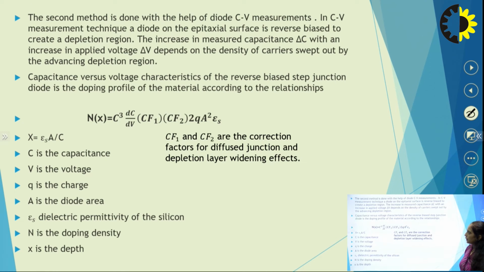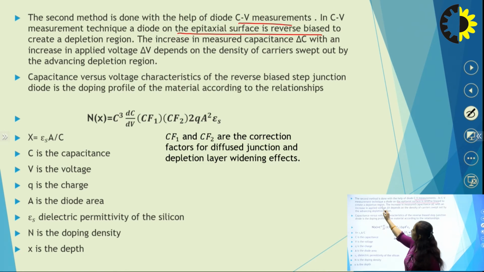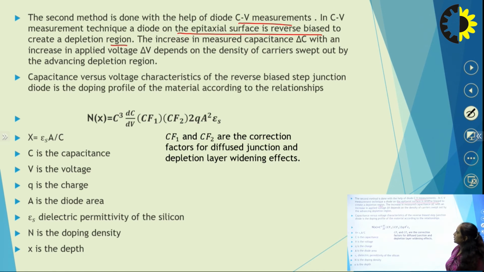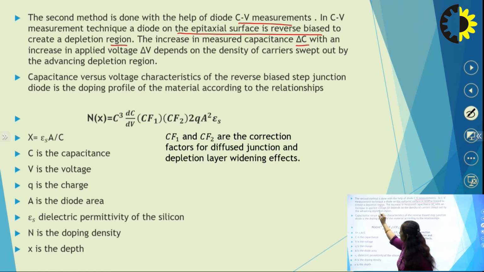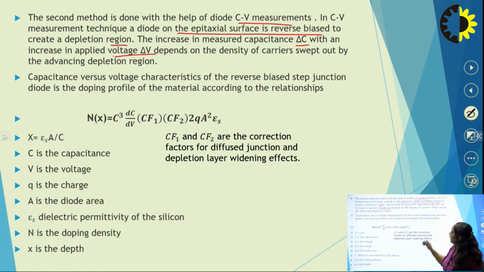The second method is done with the help of diode CV measurement. In this diode CV measurement technique, a diode on the epitaxial surface is reverse biased to create a depletion region. The increase in the measured capacitance delta C with the increase in applied voltage depends on the density of the carriers which are swept out of the depletion region.